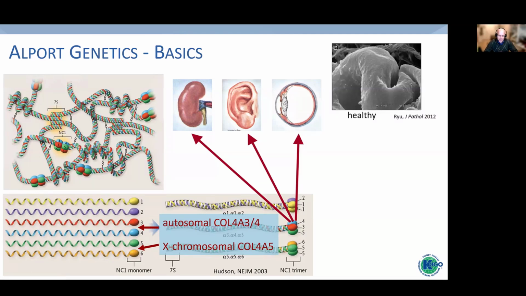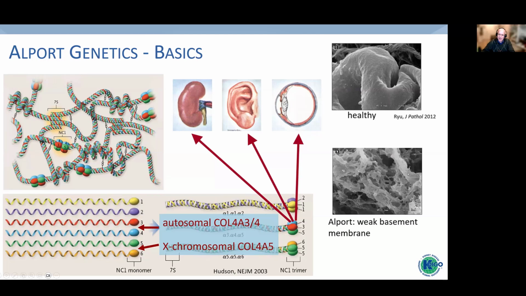No matter what kind of variant you have in your Alport genes, it results in a weak glomerular basement membrane. So this is a normal glomerular basement membrane here on the right, and down here you see a weak and distinguished glomerular basement membrane in an Alport mouse.